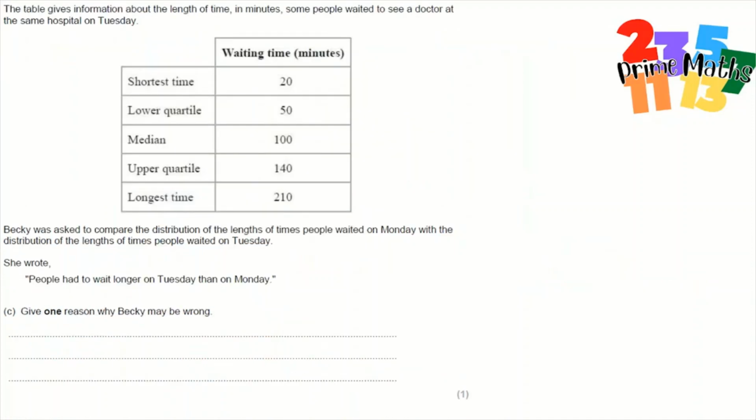The second half shows us some information from our hospital on Tuesday. I'm just going to write down some of Monday's information. So the median was 120. We knew the lower quartile was 50 and the upper quartile was 188. Becky compared these and said people had to wait longer on Tuesday than on Monday. Give one reason why Becky might be wrong. She might be wrong because on Monday the median was higher, so on Monday people had to wait longer.